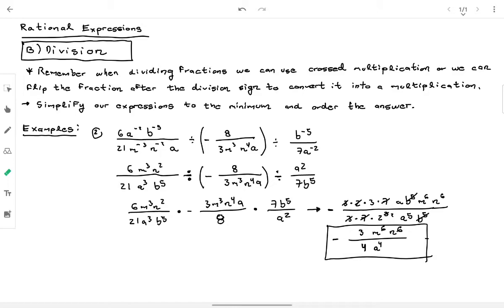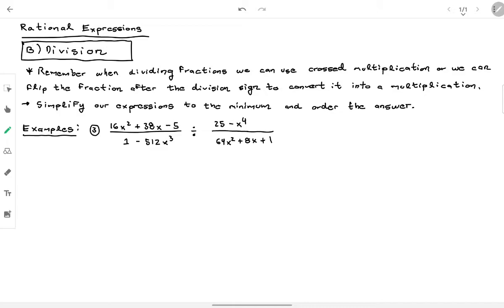Let's do some exercise with polynomials instead of monomials. So let's see, if we have polynomials, it's going to be exactly the same. We can flip those that are after the division sign, so we can flip the second one in this case, and it's going to be 16x squared plus 38x minus 5. On the bottom, it's going to be 1 minus 512x cubed. That multiplies, and it's going to be 64x squared plus 8x plus 1. So here, the other one is going to be 25 minus x to the 4.